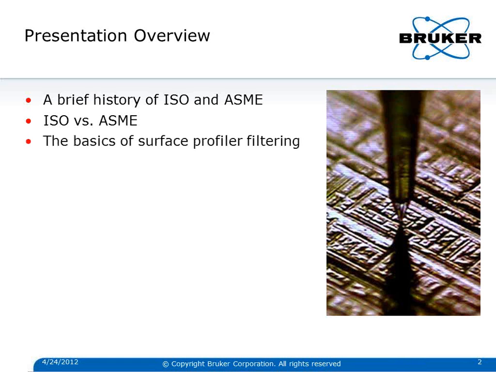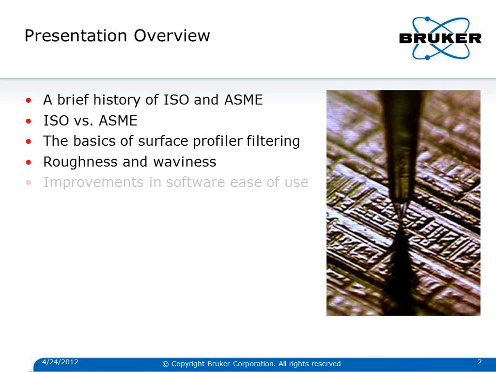And off to the right, you see a picture of a diamond tip stylus on a textured surface, a machine part. And so we're going to talk about how filtering is done with stylus profiler measurements to get the most usable and accurate measurements for your process control. We're going to talk about how to glean roughness and waviness data from the raw stylus profiler data so that you get the information that you need to optimize your process.